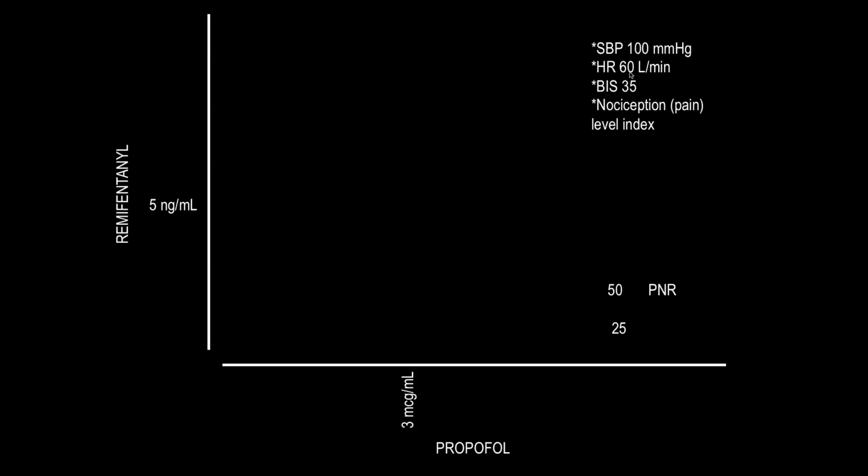The heart rate is 60 beats per minute. The nociception index is adequate, and the bispectral index goes from 45 to 35. The anesthesiologist is using a target-controlled infusion system and has adjusted concentrations of remifentanil at 5 nanograms per milliliter and propofol at 3 micrograms per milliliter. How can you interpret this?